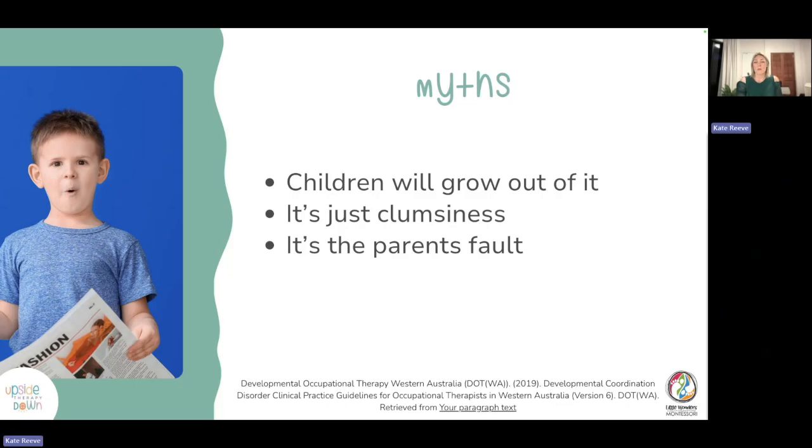Clumsiness is something that we all experience from time to time, but developmental coordination disorder or dyspraxia is more than that. It's a recognized neurodevelopmental condition that has very clear diagnostic criteria. So there's a big assessment pathway that we need to complete in order to meet those diagnostic criteria. And it really has a big impact on the child's life and their learning.